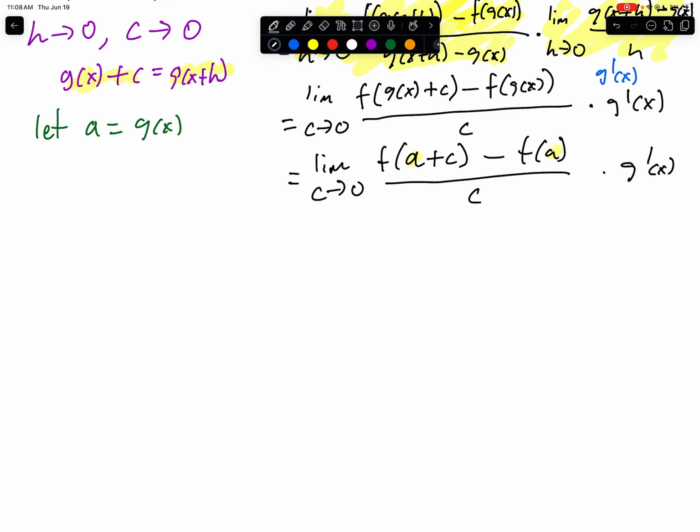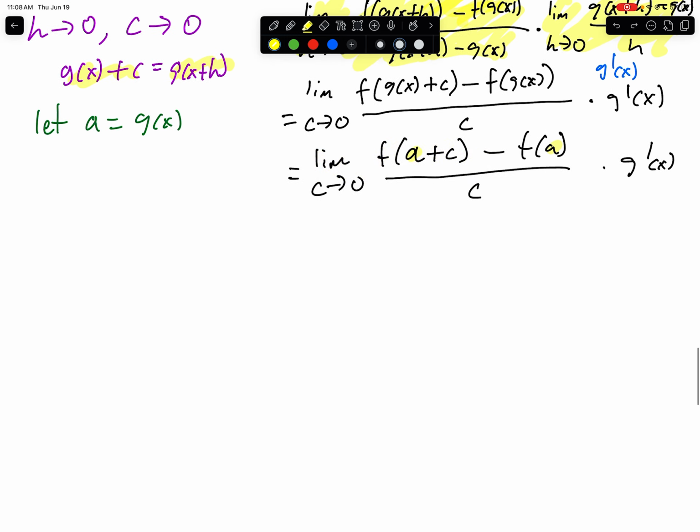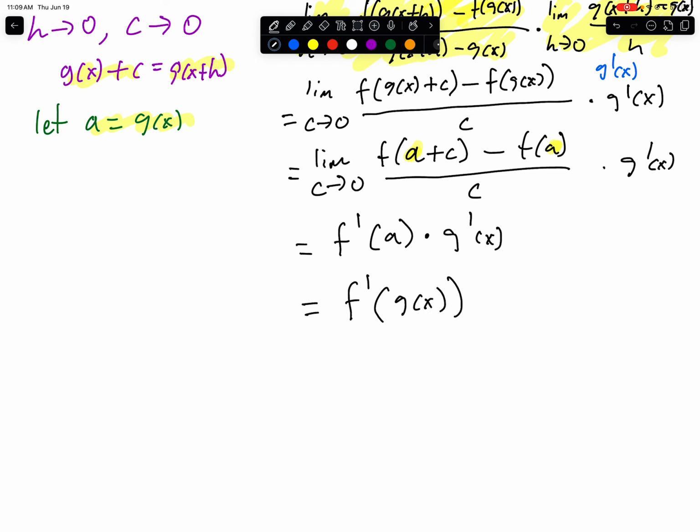So if you're confused, c approaches 0, but it doesn't matter, it's just a variable. This is in the form of the limit definition, but it's at a point, at a. And so really, this is just going to be f prime of a times g prime of x. But then what is a? Well, a is just g of x. So this will then be f prime of g of x times g prime of x.